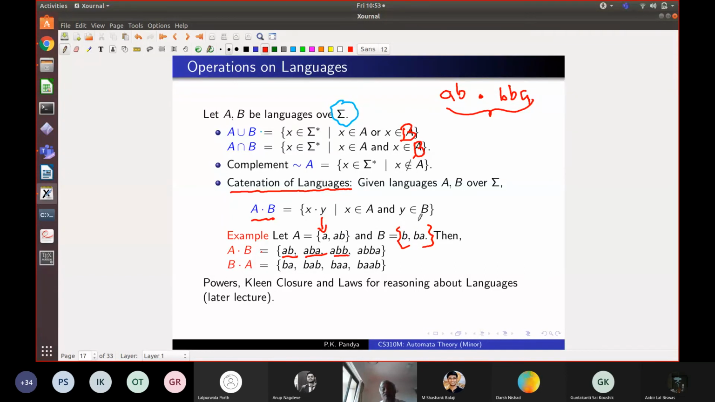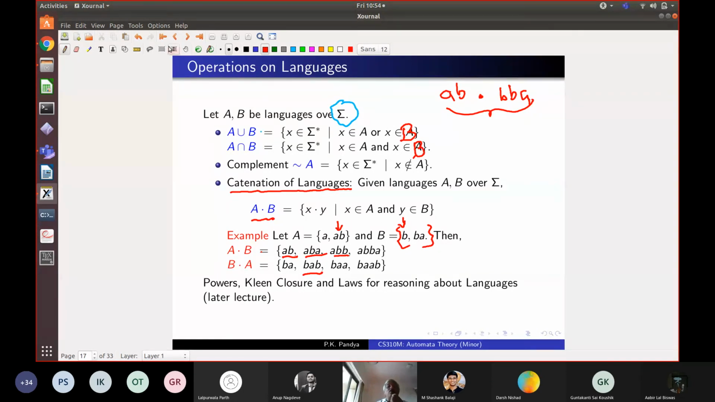If I choose the same element of B, but a different element of A, AB, then I catenate them. So B followed by AB will give me BAB, right? And similarly, these other two words. So B catenated with A gives me this set, whereas A catenated with B gives me this set. This is not commutative, right? So the catenation operation is another way of making larger languages out of smaller languages.